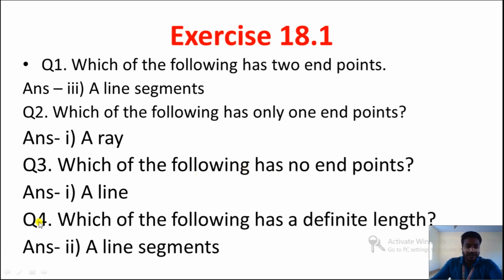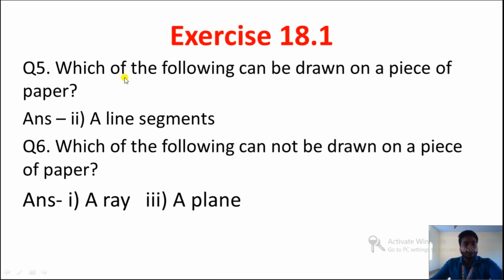Alright, next question number 4, which of the following has a definite length? Definite length means the length which we can measure. Fixed length. What is that? A line segment. Answer is 2. Clear? Question number 5. Which of the following can be drawn on a piece of paper? It's 100% sure, a line segment we can draw on a piece of paper, because according to the measurement we can draw it. Okay, so that is the answer.